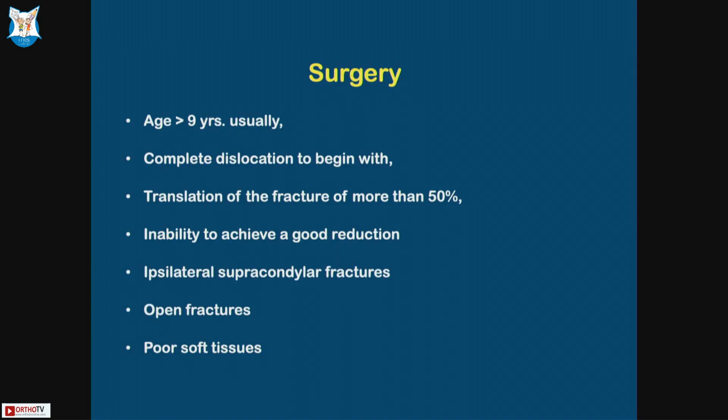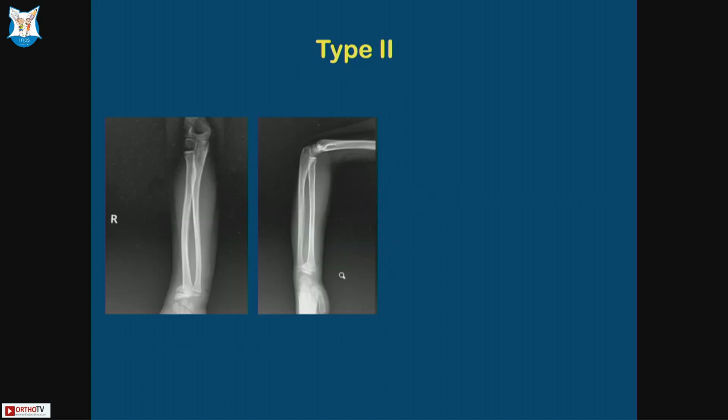So when do we operate? Usually in the older child, there's a complete dislocation to begin with, translation of the fractures more than 50%. We are not able to achieve a good reduction, it can happen if it's a floating elbow, segmental fracture, open fractures, or there's poor soft tissues. These are the indications for surgery.